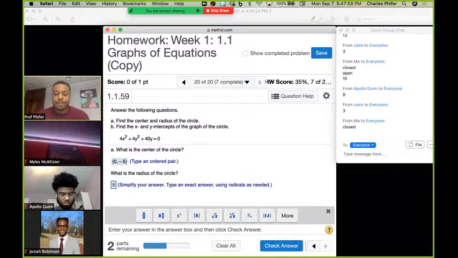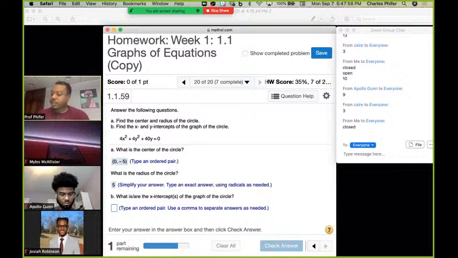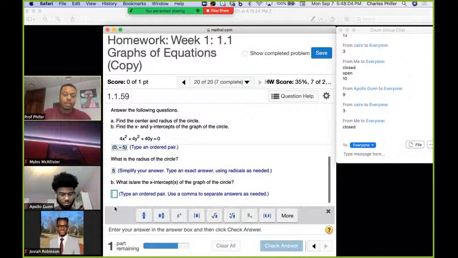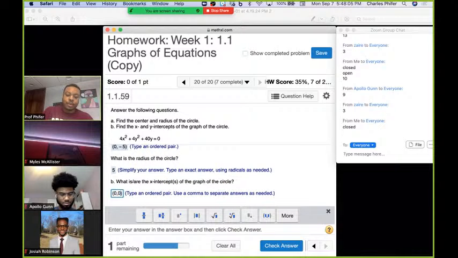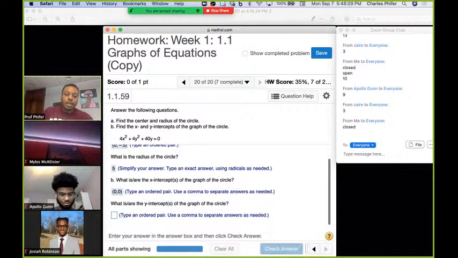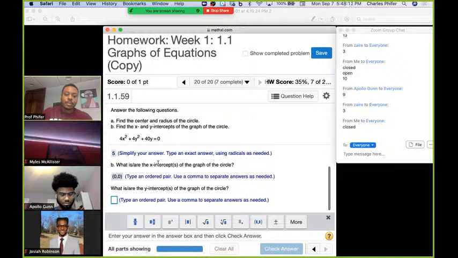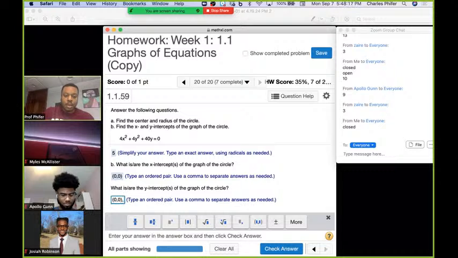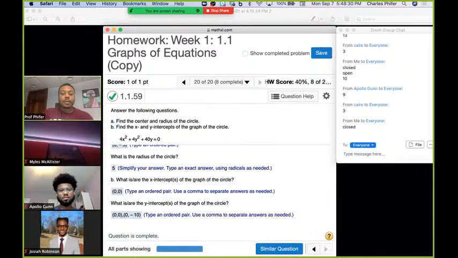Okay. And then the x-intercepts that we got, the only x-intercept we got was the origin. 0, 0. And then the y-intercepts, we got 2. We got the origin. And we also got 0, negative 10. Okay. Is that it, or is there more? That's it? Okay. All right.